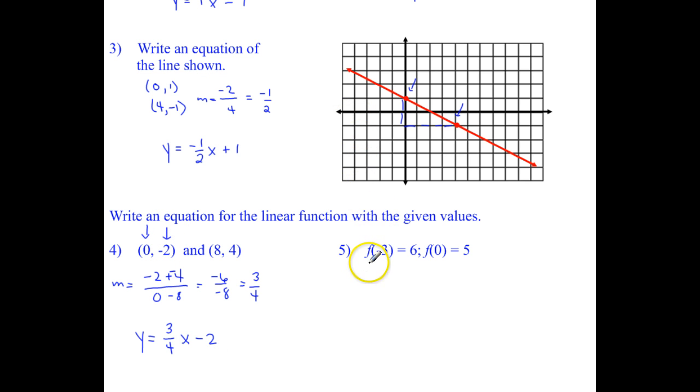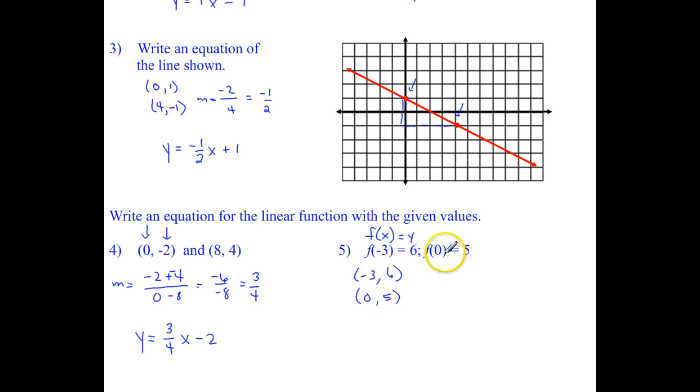if I look at example 5, while they have not given us points written the same way, they actually have. They actually have given us the points. Remember, f of x is equal to y. So when they tell you f of negative 3 is equal to 6, they're telling you that when your x is negative 3, your y is 6. Likewise, when your x is 0, your y is 5.